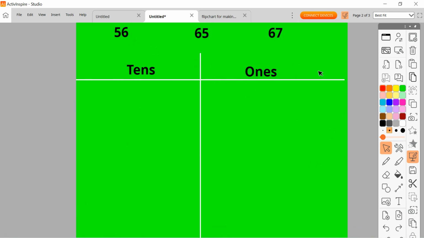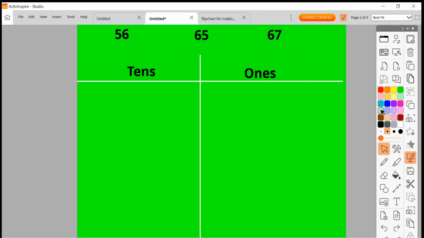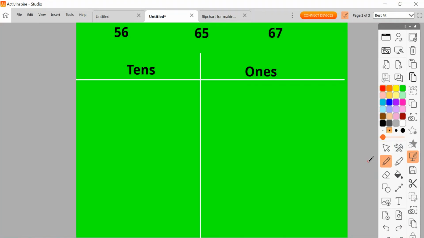So over here, what I'm doing is I'm just going to write these numbers down because I know where they go. I know I have 5 tens and 6 ones for 56, 6 tens and 5 ones for 65, 6 tens and 7 ones for 67. Now, automatically, I can go through and I can say, I'm ordering from least to greatest, smallest to largest.